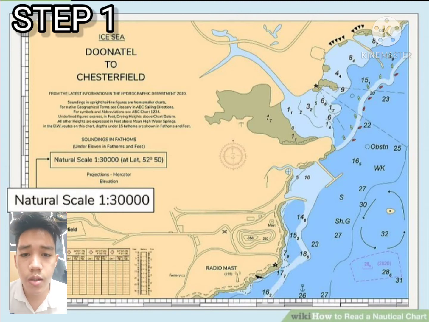Hi, I'm Cadet Nigangara A. Balais and I will show you how to read a nautical chart.